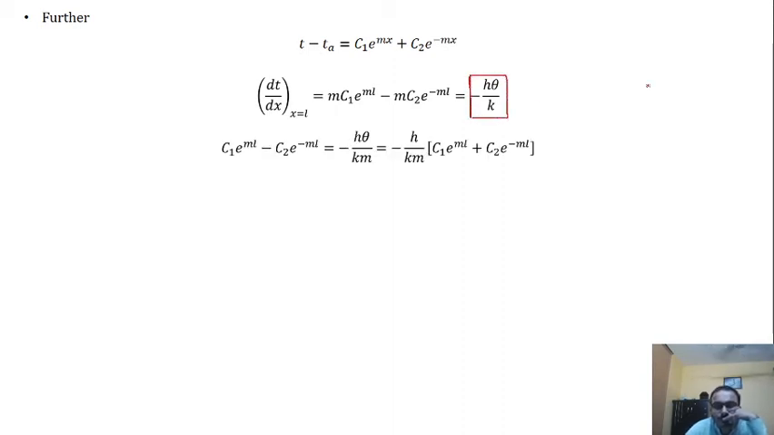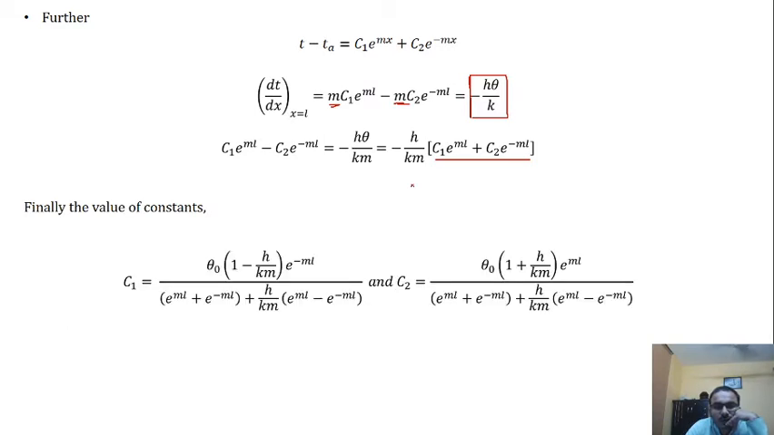So C1 e raised to mL minus C2 e raised to minus mL is equal to minus h theta upon km. Why is m coming now? Because it is taken from here. And instead of theta, this is our formula, that is C1 e raised to mL plus C2 e raised to minus mL. So finally the values of constants which are obtained are these. We are going to discuss these two values right now on our virtual board.